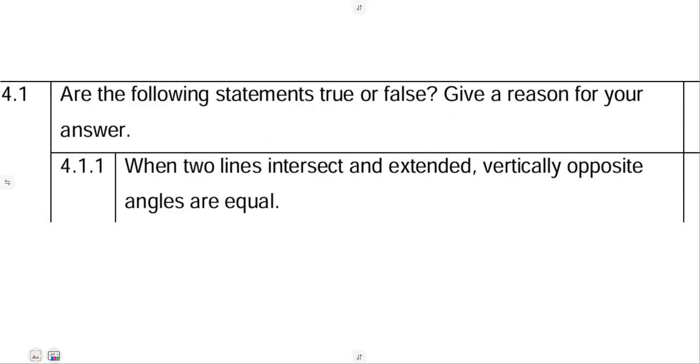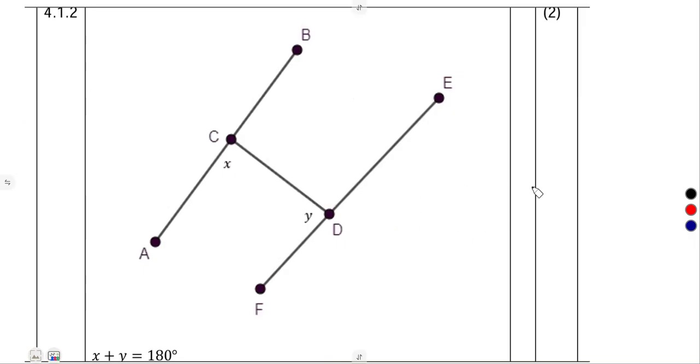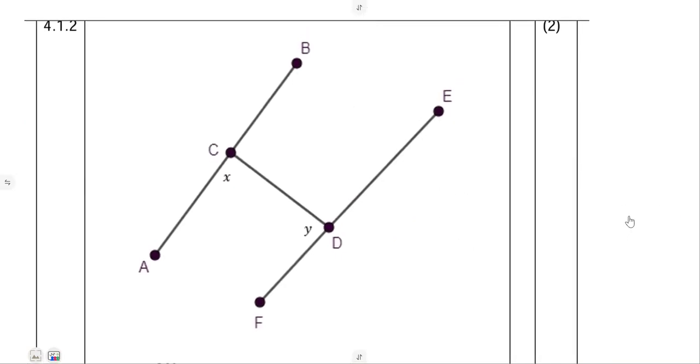All right. On question number 4, we are given 4.1. Are the following statements true or false? Give a reason for your answer. 4.1.1. When two lines intersect and extend, vertically opposite angles are equal. All right, this is true, guys. This is a property that we do understand from our lines. Vertically opposite angles are formed when two straight lines intersect and extend.